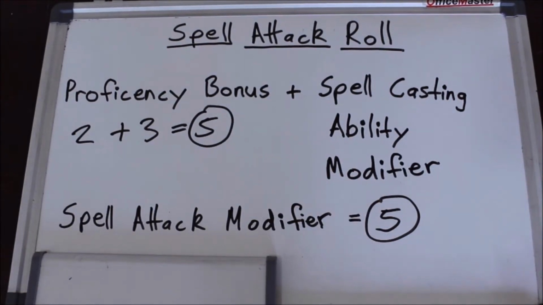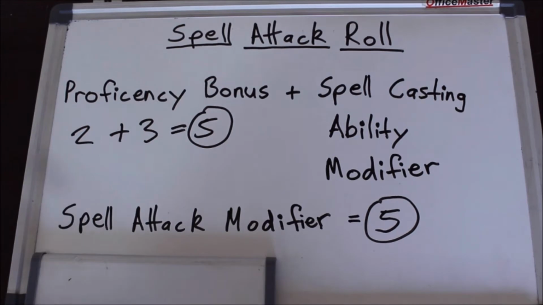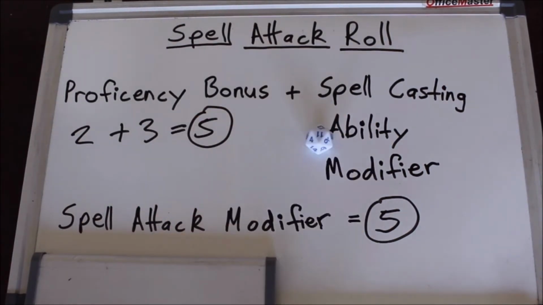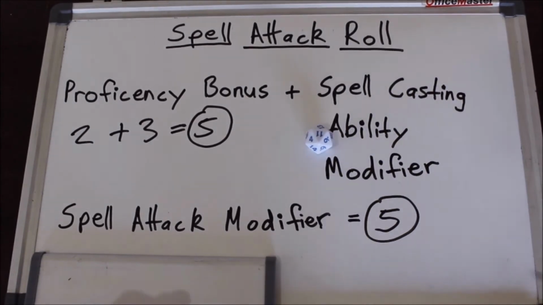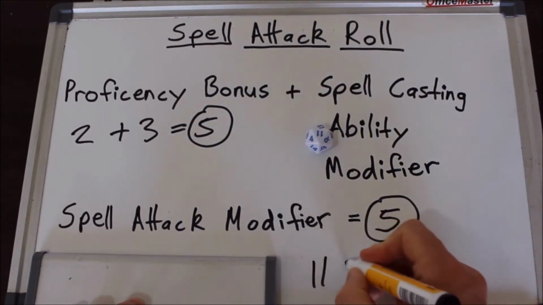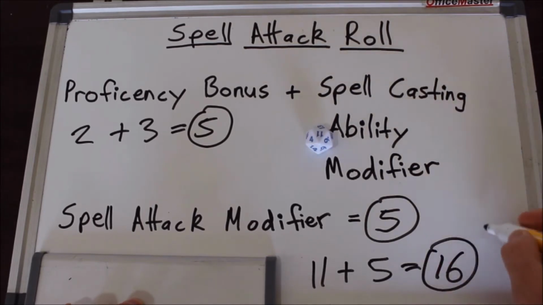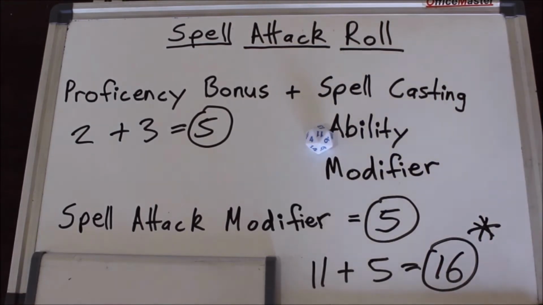So now that I know what my spell attack modifier is, I can make an attack with say Firebolt or Ray of Frost. Spells like that make attack rolls. So I roll a 20-sided dice. In this case I rolled an 11, so I add 11 to my 5, which gets to 16. Now as long as this value is equal to or greater than the armor class of the monster or NPC that I am targeting, the spell hits the target.